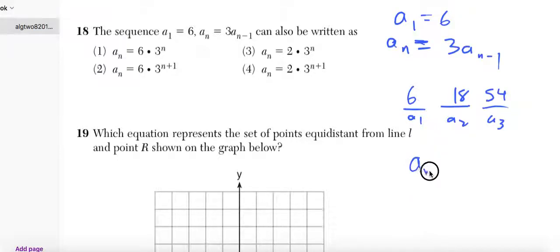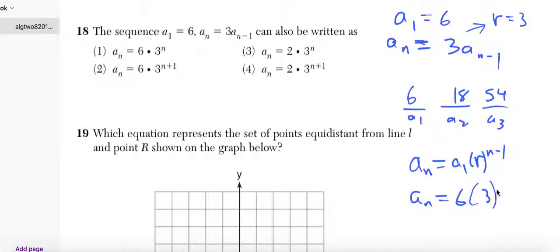We get an is equal to a1 times r to the n minus 1. So that will become an is equal to, our r is equal to 3, the common ratio. So a1 is 6 times 3 to the n minus 1. Let's see if they gave that as an option.